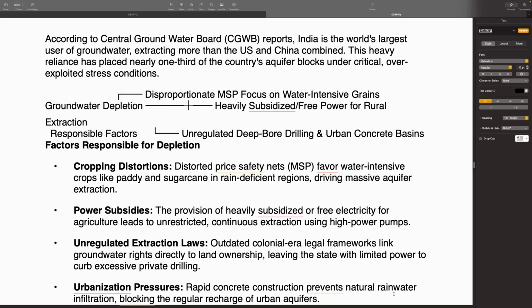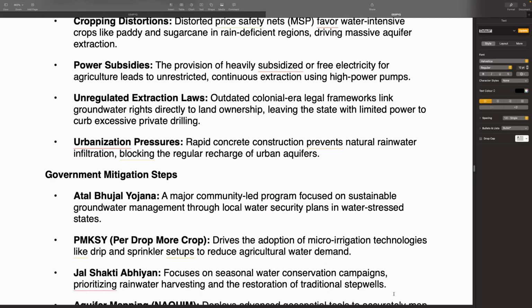Factors responsible for depletion. Cropping distortions: distorted price safety nets favor water-intensive crops like paddy and sugarcane in rain-deficient regions, driving massive aquifer extraction. Power subsidies: the provision of heavily subsidized or free electricity for agriculture leads to unrestricted continuous extraction using high power pumps. Unregulated extraction laws: outdated colonial era legal frameworks link groundwater rights directly to land ownership, leaving the state with limited power to curb excessive private drilling. Urbanization pressures: rapid concrete construction prevents natural rainwater infiltration, blocking the regular recharge of urban aquifers.